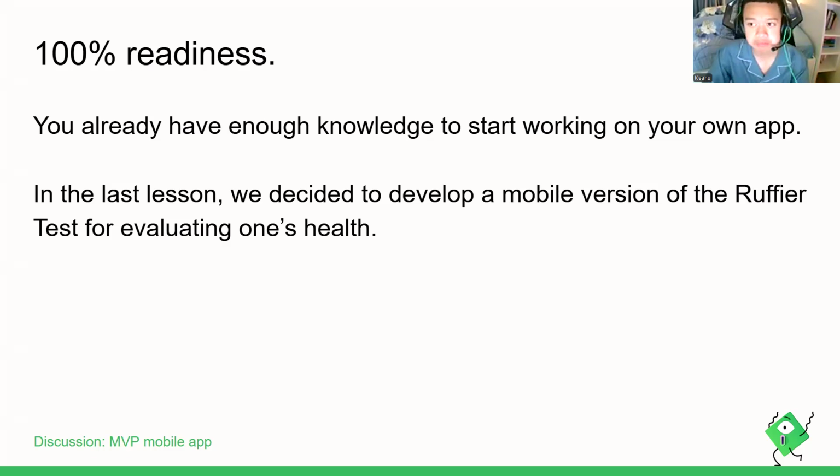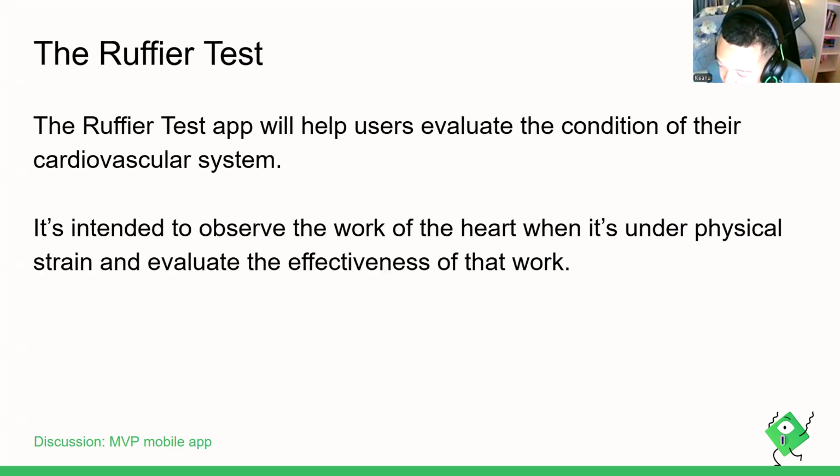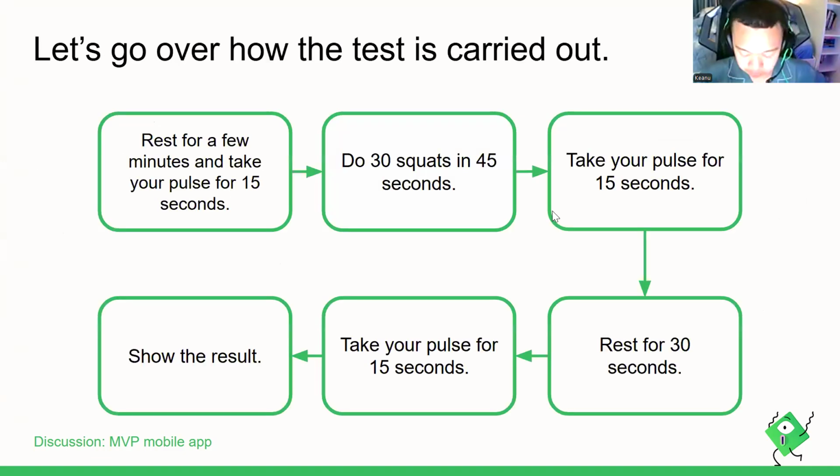In the last lessons, we decided to develop a mobile version of the Rufier test for evaluating one's health. So what is the Rufier test? Basically, the Rufier test app will help users evaluate the condition of their cardiovascular systems. It's intended to observe the work of the heart under physical strain and also evaluate the effectiveness of that work.